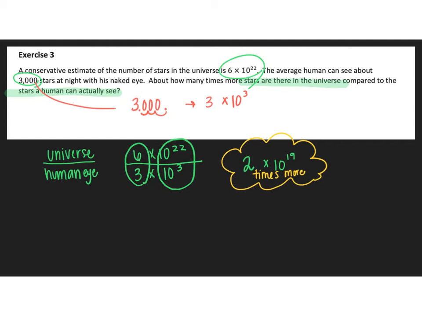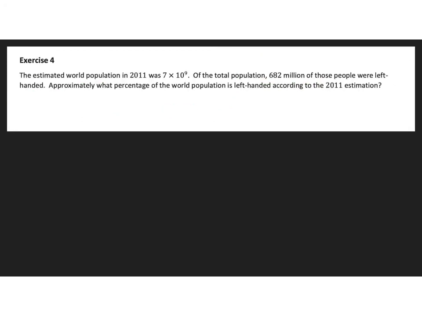Okay, make sure you have that down before we move on to exercise 4. Exercise 4, it says the estimated world population in 2011 was 7 times 10 to the 9th power. Of the total population, so out of that, 682 million were left-handed. Approximately what percentage of the world population, this one's going to be hard because we got to find a percent, is left-handed according to the 2011 estimation.